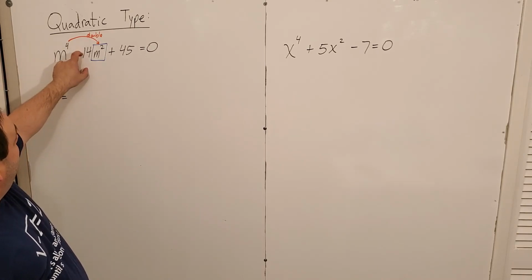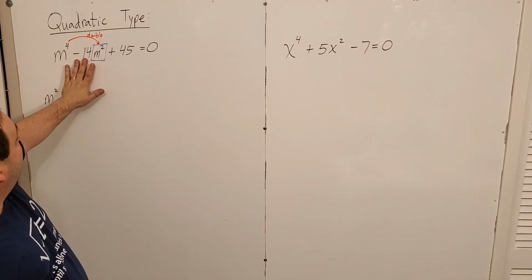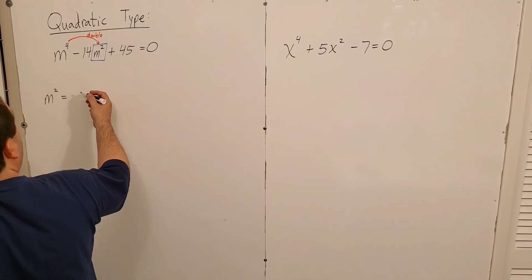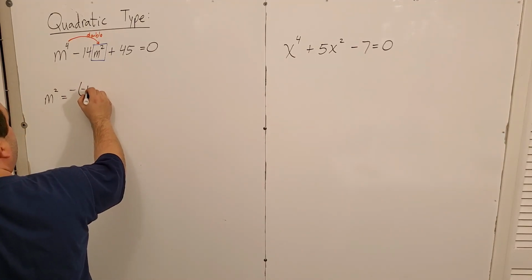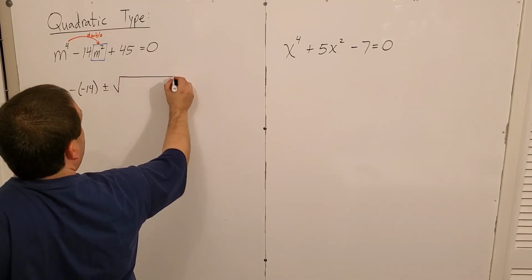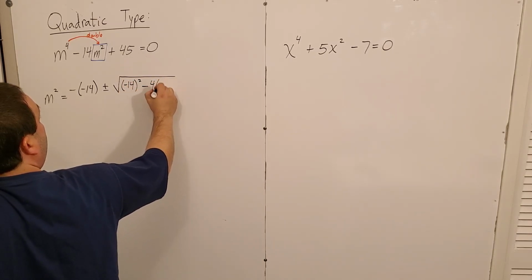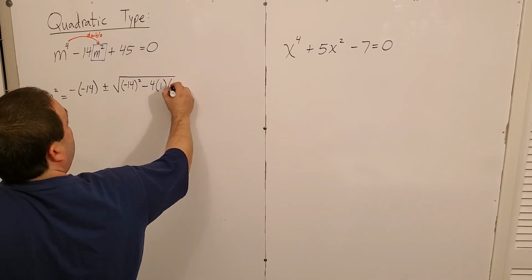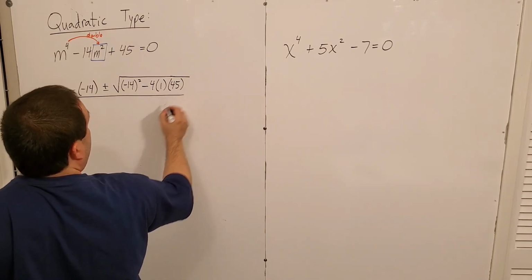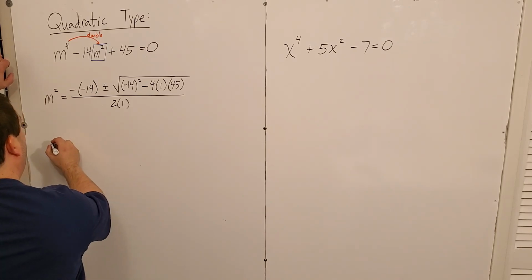A is a number, B is a number, C is a number, right? A is 1, B is -14, C is 45. So let's do that. I've got -14 plus or minus the square root of -14 squared minus 4, where A is 1 and C is 45, all over 2A. Okay?